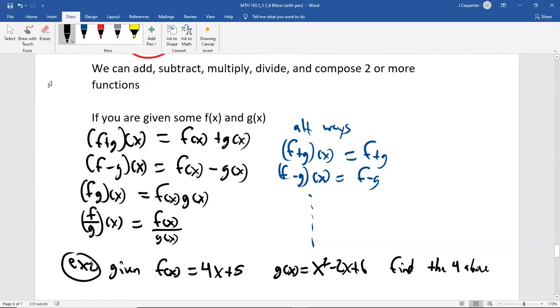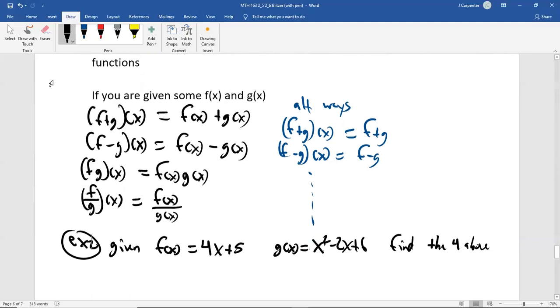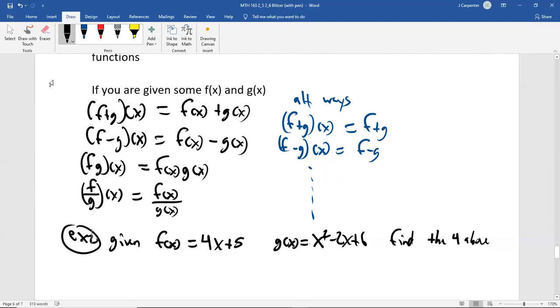Absolutely not. I could ask you to find g minus f instead of f minus g. I could ask you to do g divided by f instead of f divided by g. Notice I only said the second and the fourth one there. Because if I asked you to swap the order of the first or third, it won't matter.